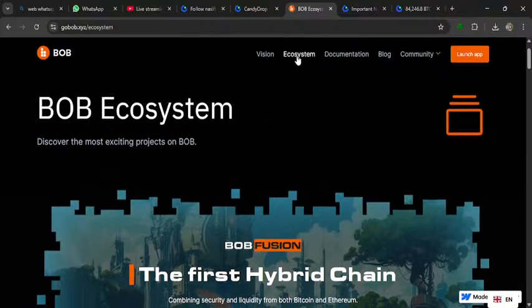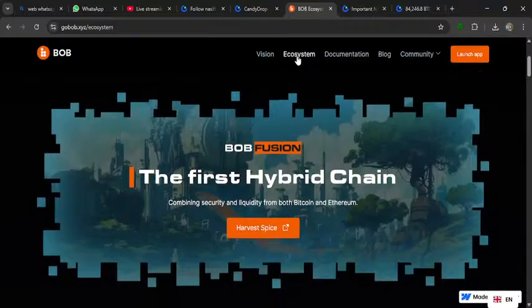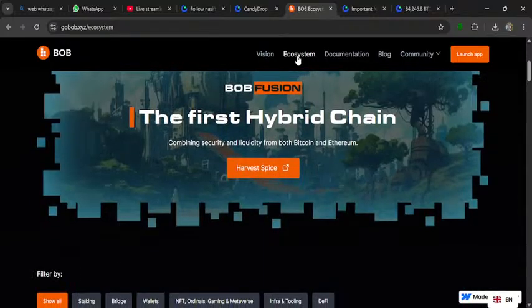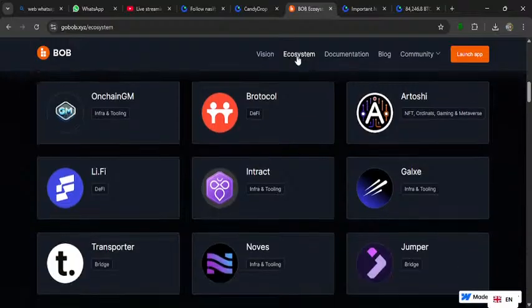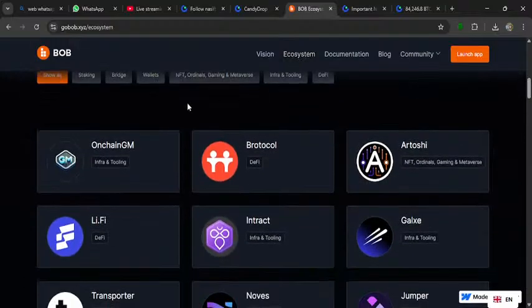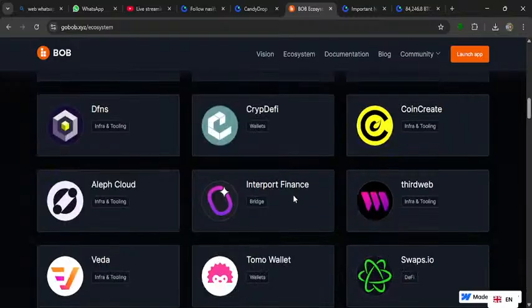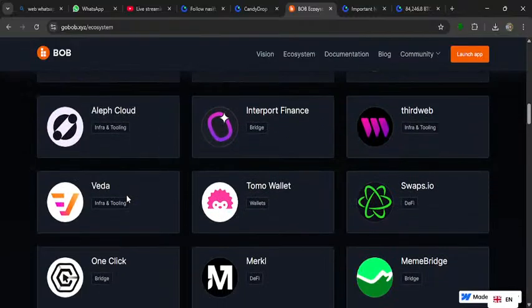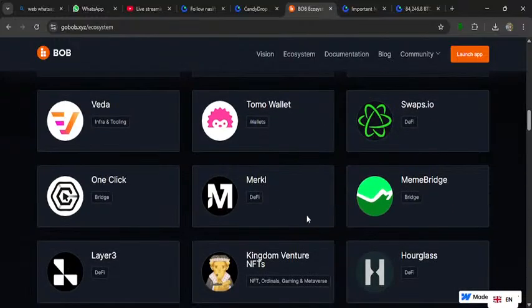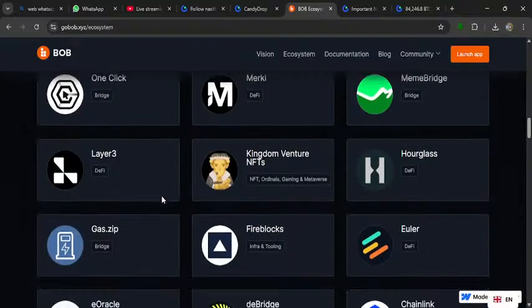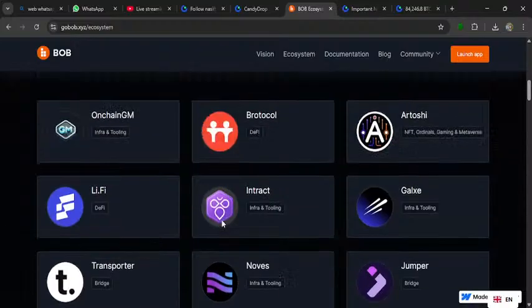The Bob ecosystem: discover the most exciting projects on Bob, the fast hybrid chain. Projects include GM protocol, Artoshi, Interact, LI.FI, Galaxy, Transporter, Nobs, Interport Finance, Third Wave, Aleph Cloud, Tom Wallet, Swap.io, Marquee, Mimi Breeze, One Click, Layer 3, Gas DeFi, and Fair Blocks.